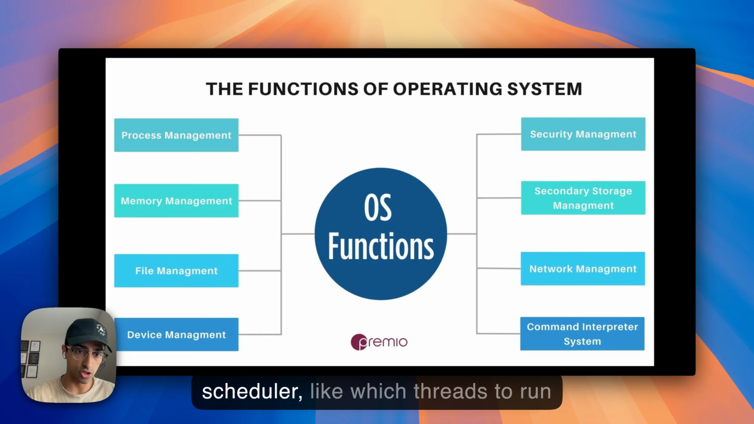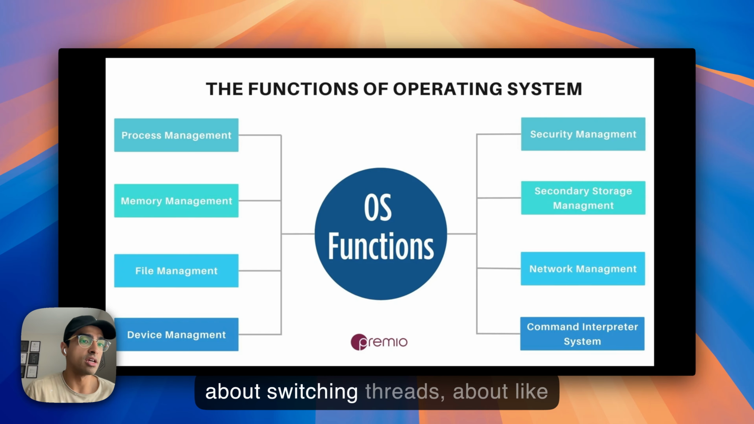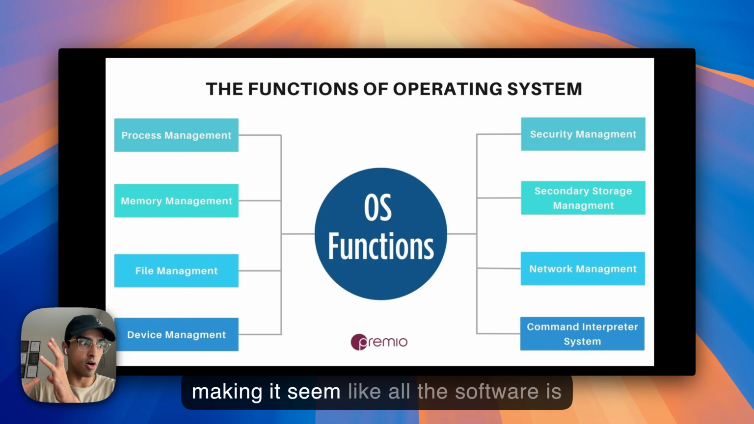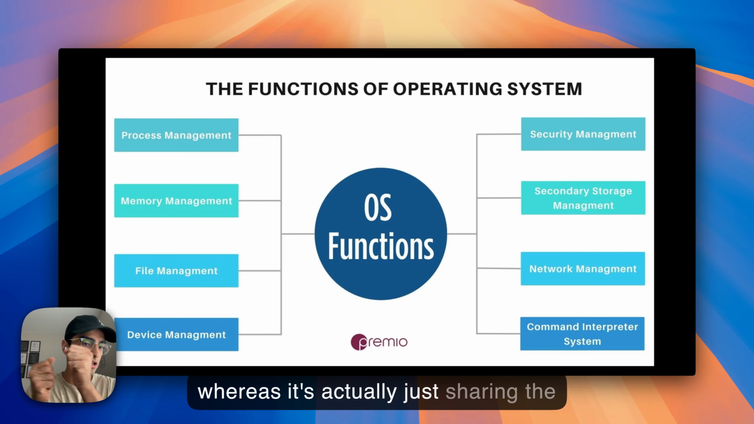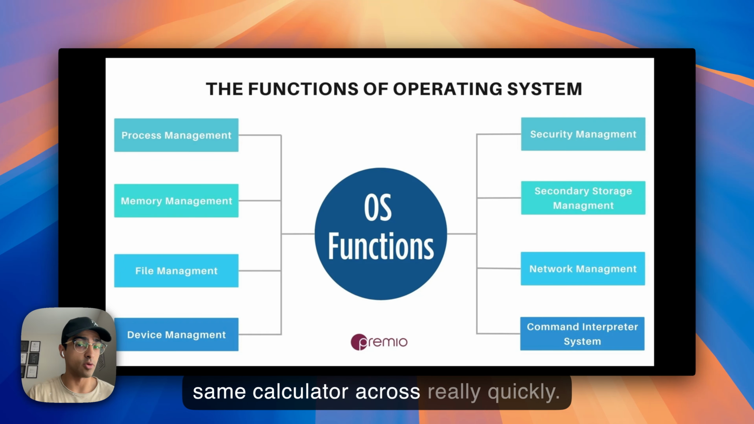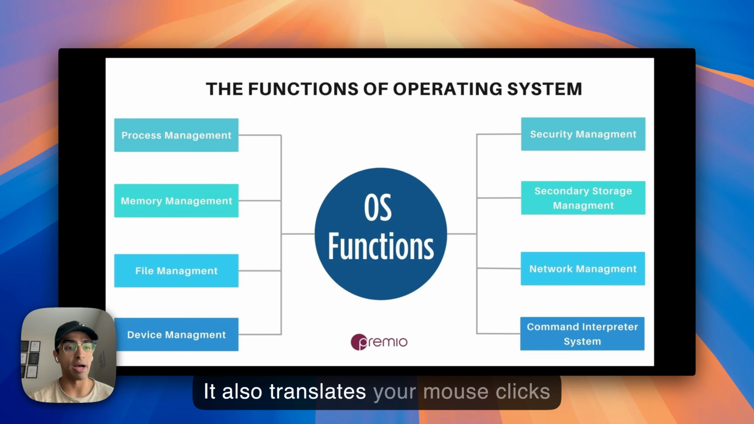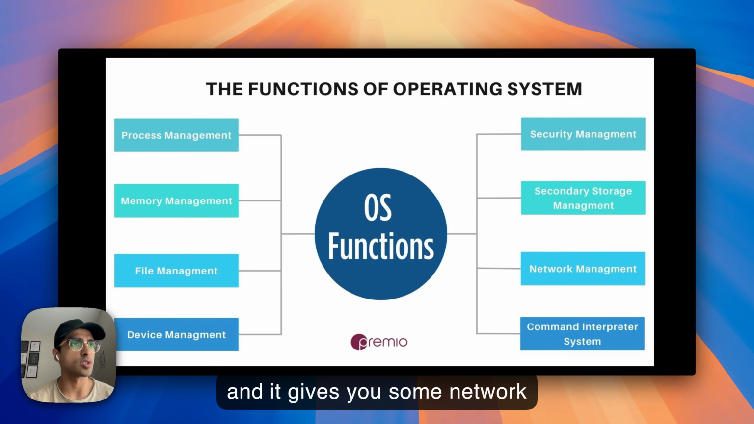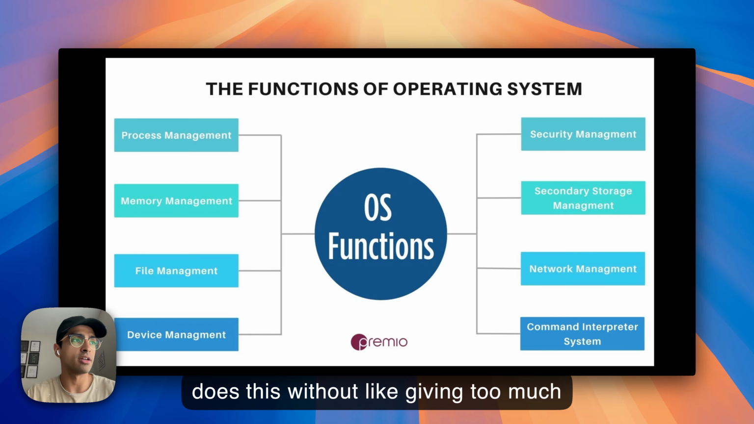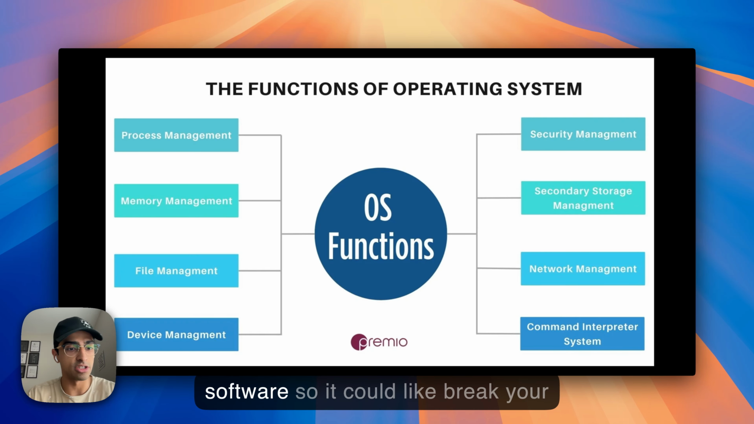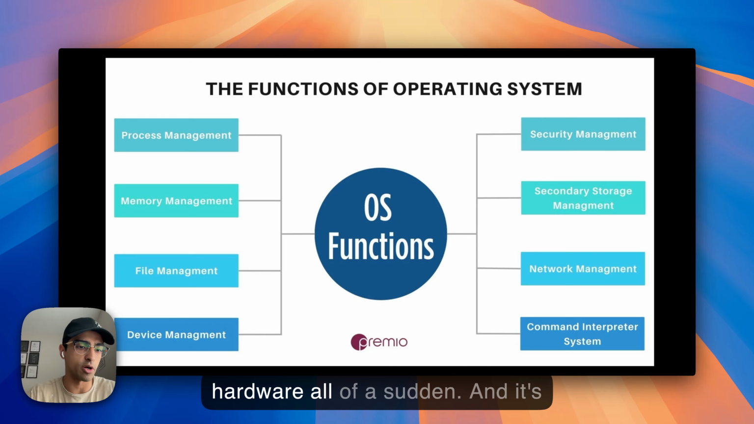It tells the scheduler which threads to run, like what I was telling you earlier about switching threads, about making it seem like all the software is working at once, whereas it's actually just sharing the same calculator across really quickly. It also translates your mouse clicks into commands the CPU understands, and it gives you some network security. It handles your file management and your storage, and it does this without giving too much security or permissions to any software, so it could break your hardware all of a sudden.